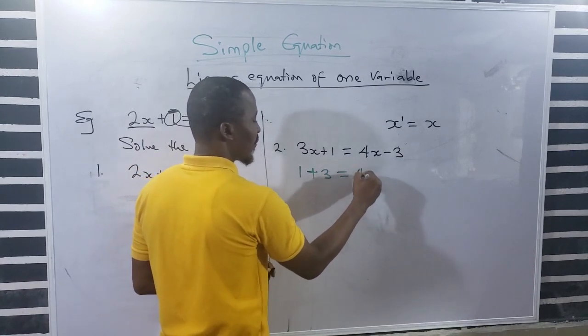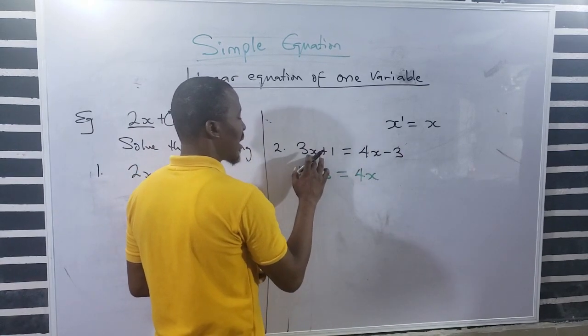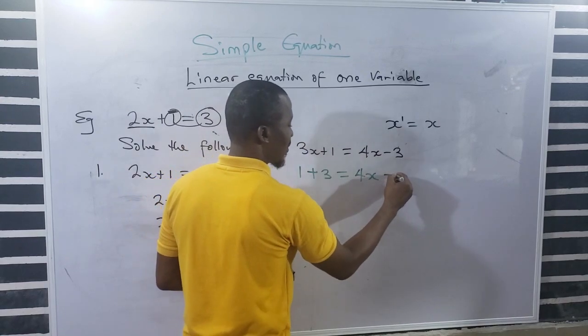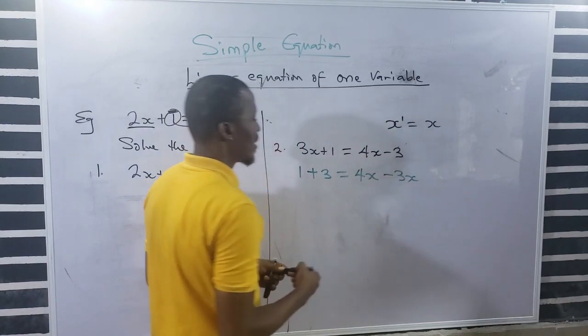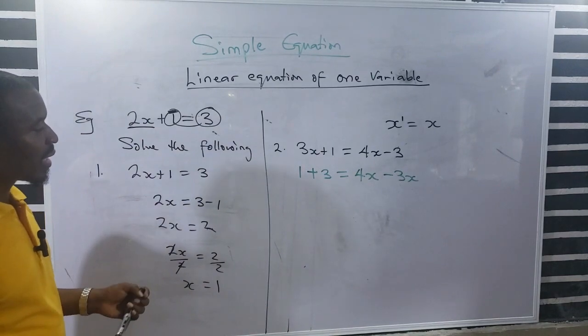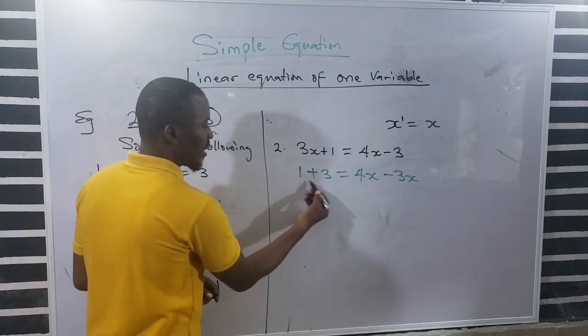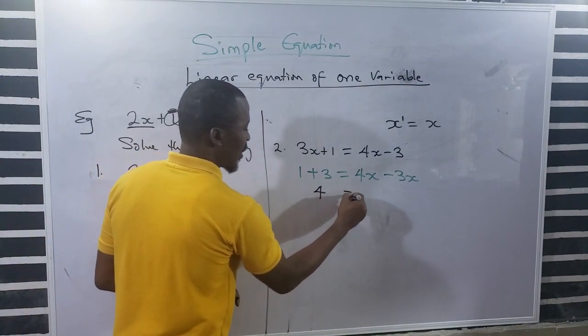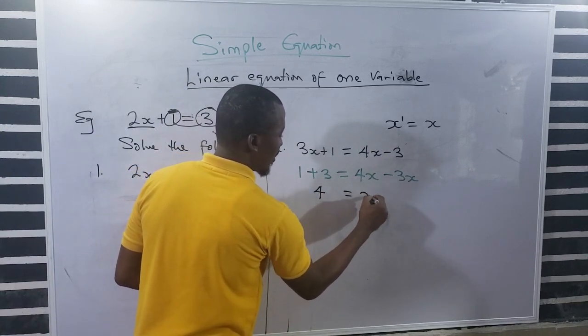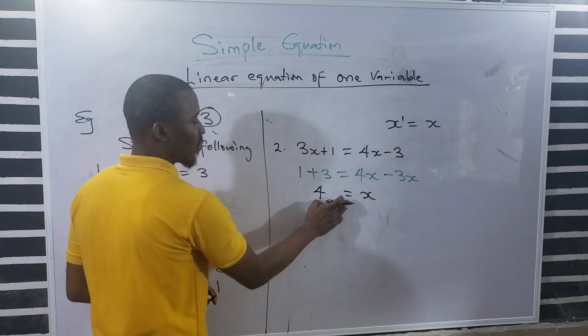This one will give me 4s. When 3s crosses over the equality sign, that will give me minus 3s. Okay, so if you look at that work there, these two here will give me 4, equal to these two here will give me s. So you can see that 4 is equal to s.